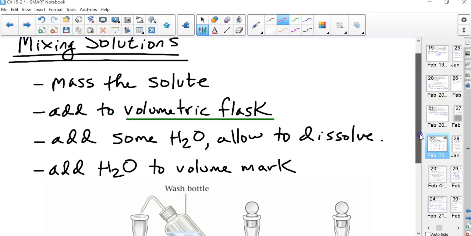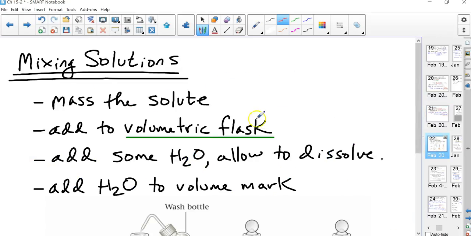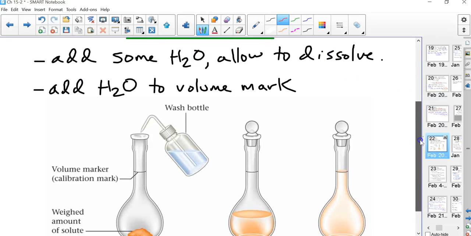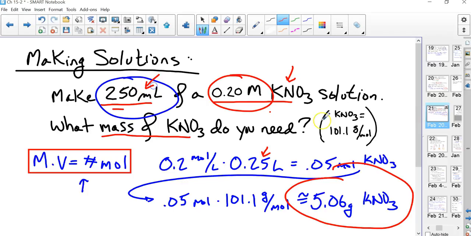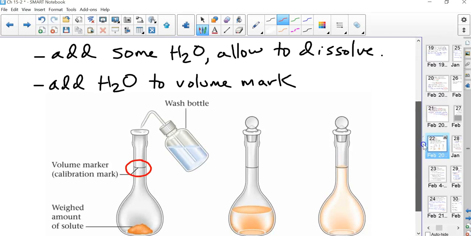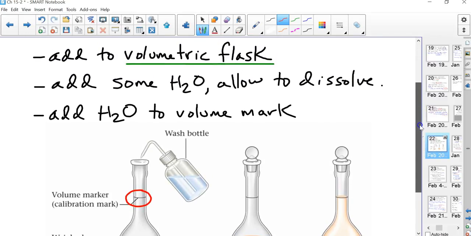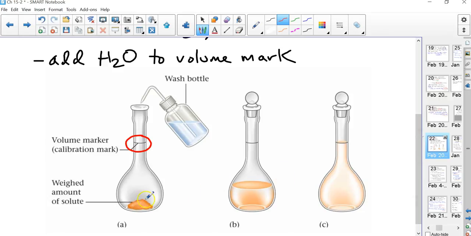And when you actually go to do this, there's some steps involved. We'll do this in the lab, but you first of all mass the solute. That's obvious. So from our previous example, we'll have to mass out 5.06 grams of potassium nitrate, and then we'll add it to a volumetric flask. Now remember, a volumetric flask is a precision instrument that has a little mark on it, in this case the 250 mL mark, because we were talking about a 250 mL solution of potassium nitrate. These are precisely measured pieces of glassware, very carefully calibrated. So here's our 5.06 grams, there's our potassium nitrate.